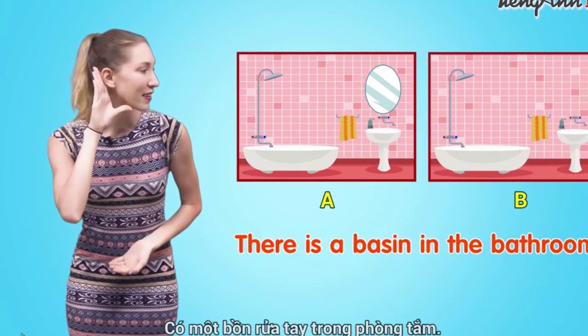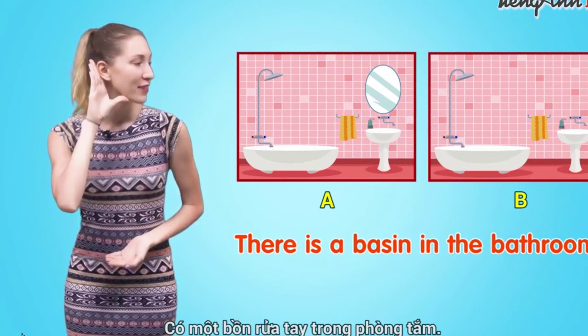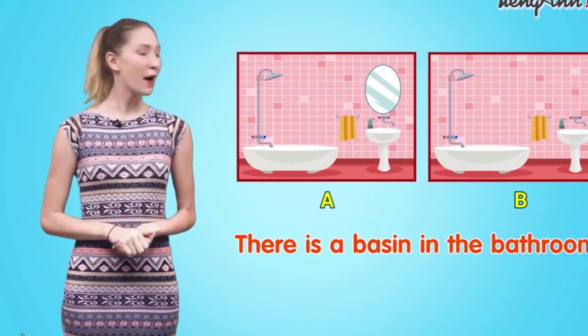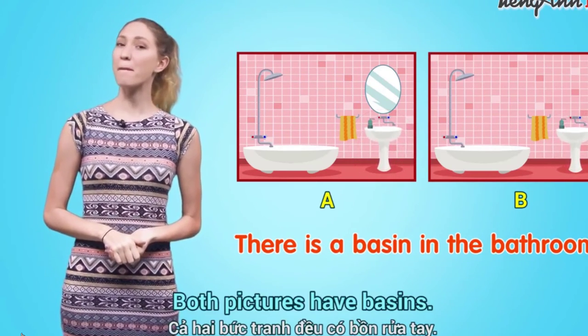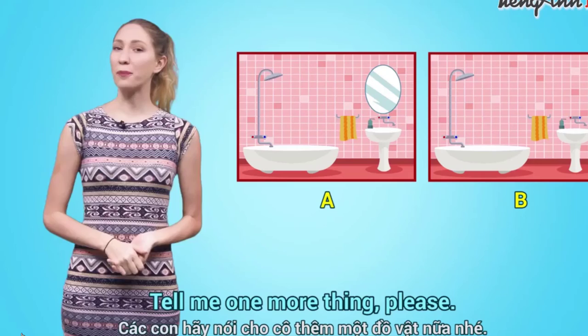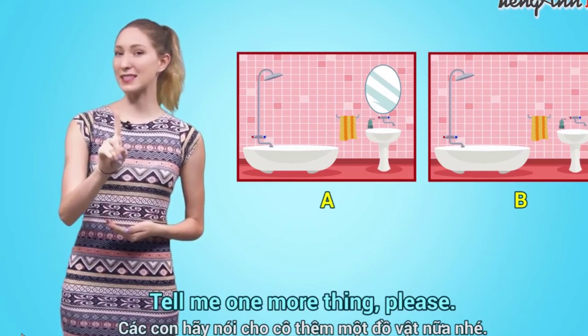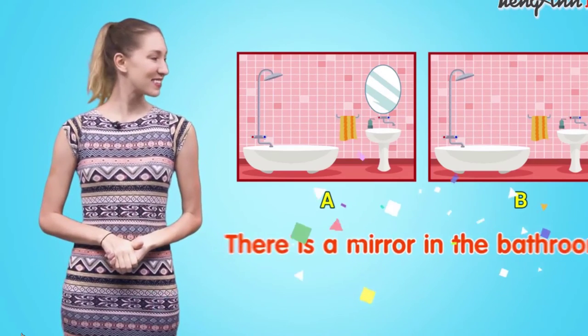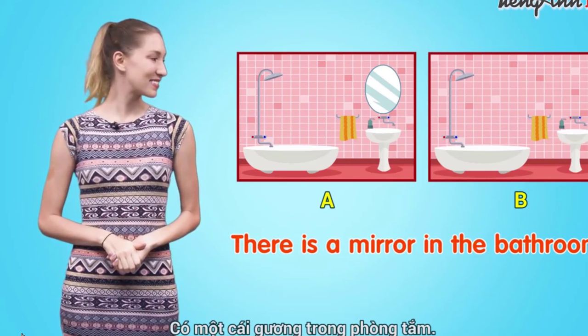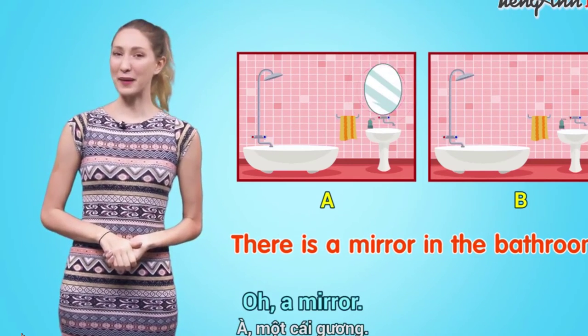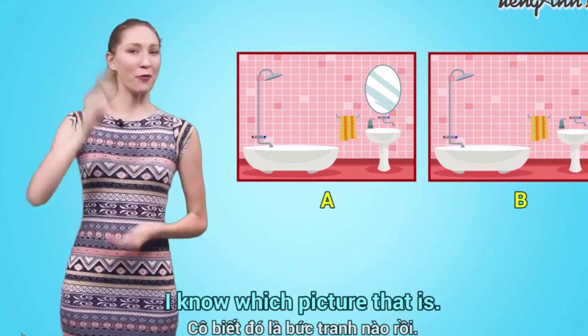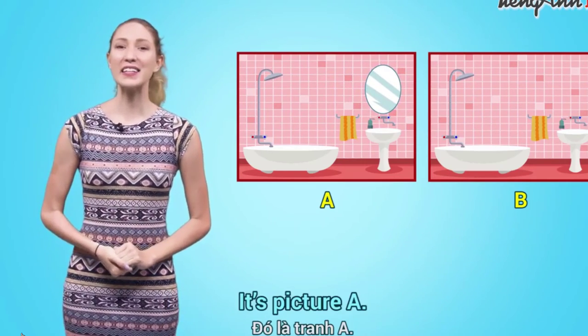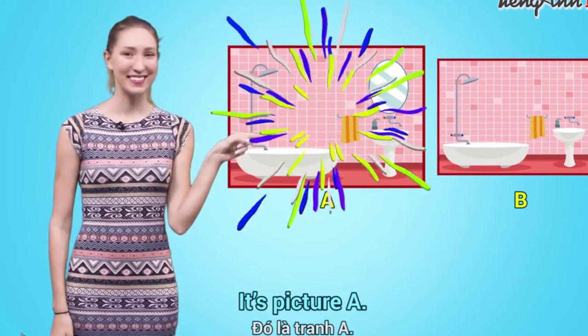There is a basin in the bathroom. Both pictures have basins. Tell me one more thing, please. There is a mirror in the bathroom. Oh, a mirror. I know which picture that is. It's picture A.